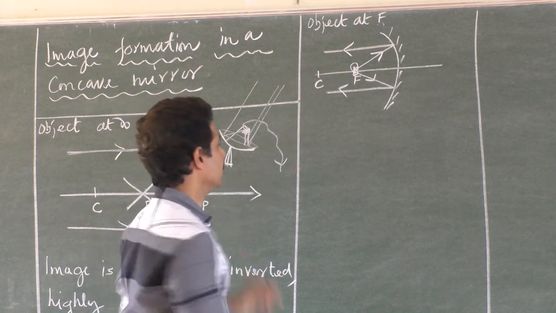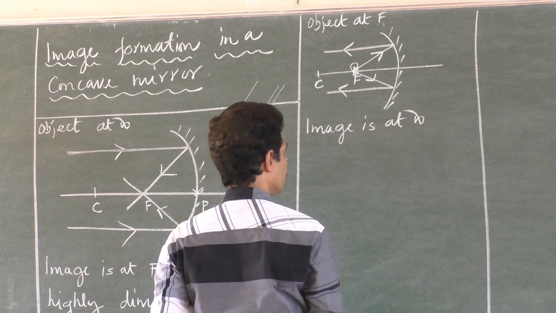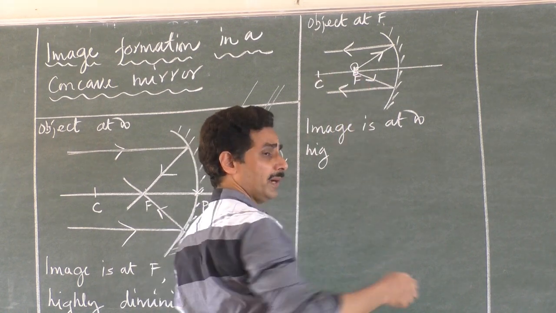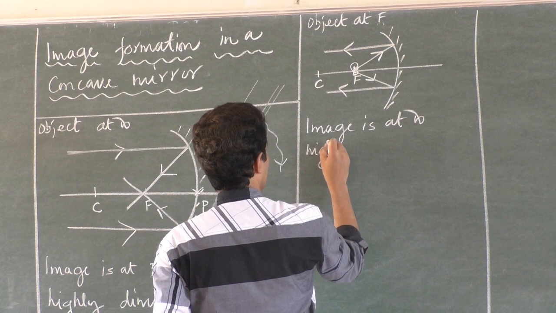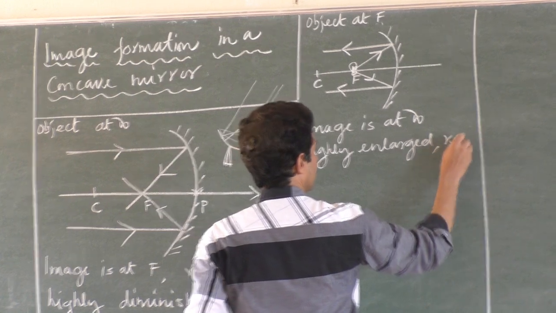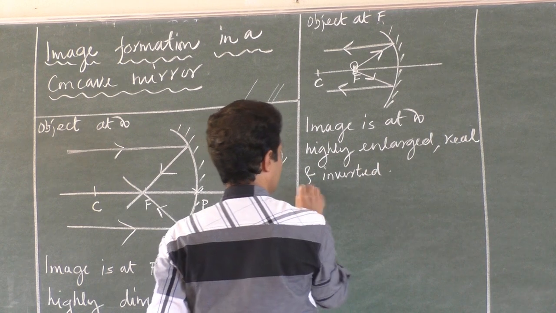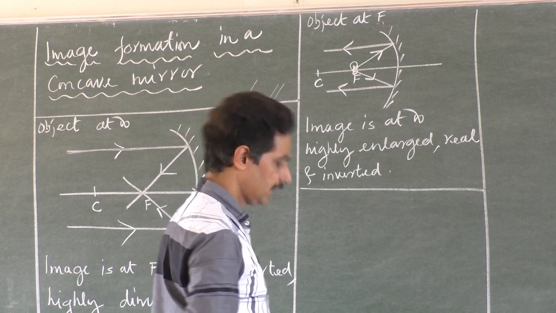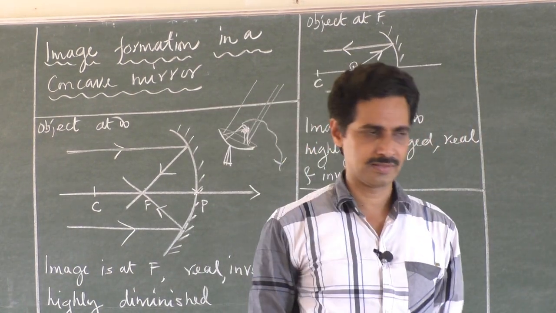When the object is at F, the image is at infinity, and it is highly enlarged because we don't know when they meet. By the time they meet, they might have traveled a very large distance, and the image is highly enlarged, real and inverted. Okay, a very, very large image. So that is one thing. When the object is at focus, the image is at infinity, a very large distance.